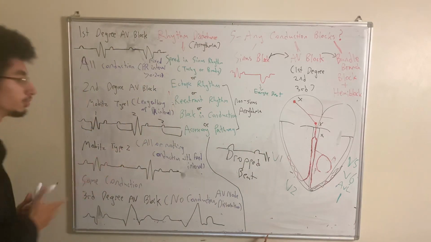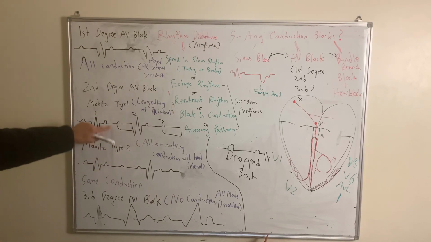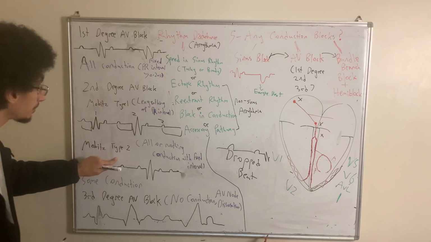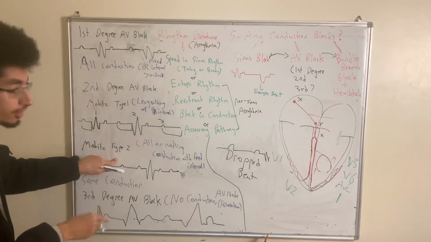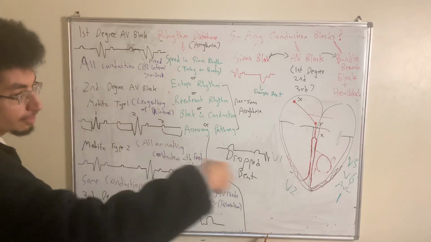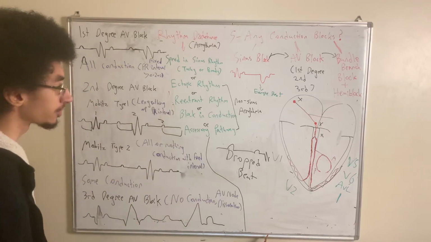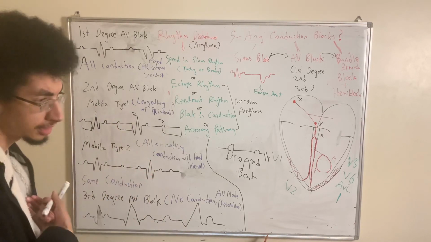What about Mobitz type 2? What's the difference between this one and this one? Well, this one is the severe one. Type 1 is much more common, but Mobitz type 2 is the much more severe brother. This one is seen in a diseased heart. Mobitz type 1, you can see as a benign phenomenon. But Mobitz type 2 is the very serious one. This is the one that's seen in people with a diseased heart.